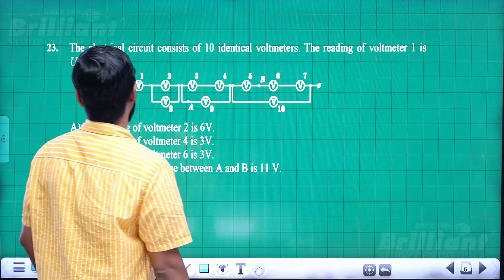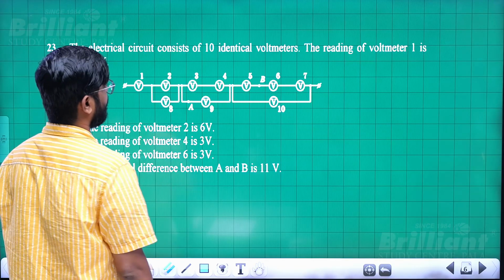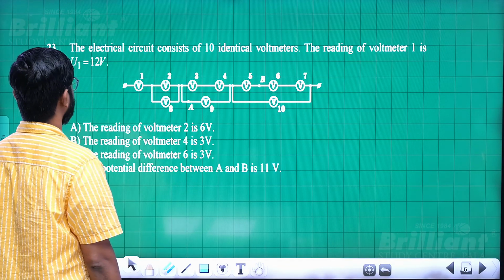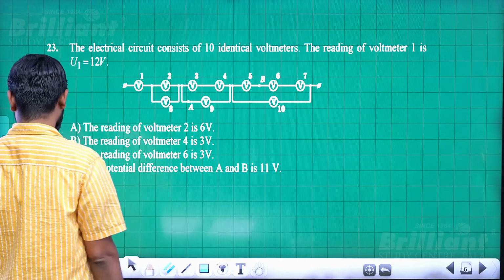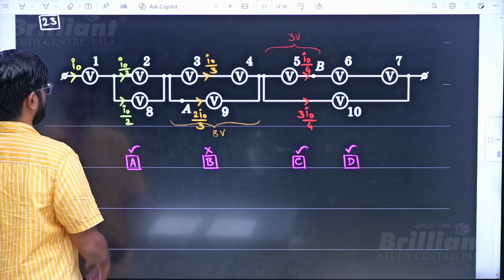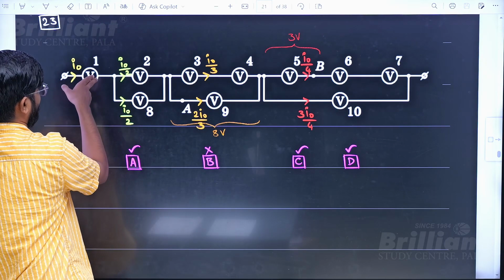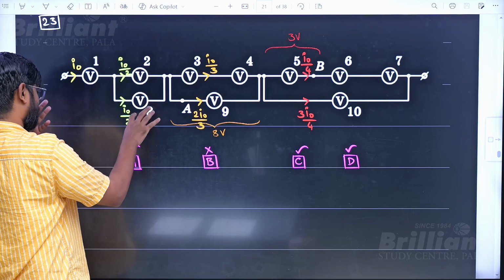The electrical circuit consists of 10 identical voltmeters. The reading of voltmeter 1 is 12 volt. Then they were asking what is the reading of the other voltmeters. So this current I naught will be splitting into two equal parts. That's very easy to see.